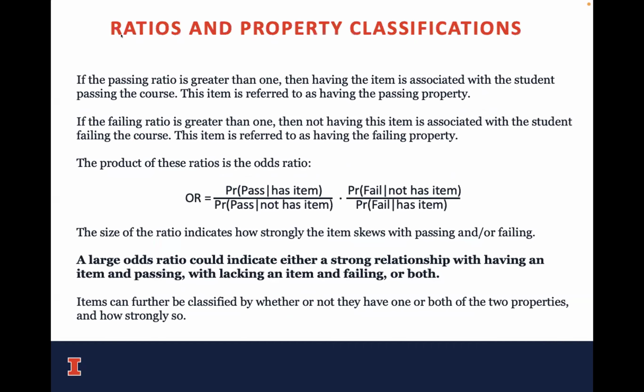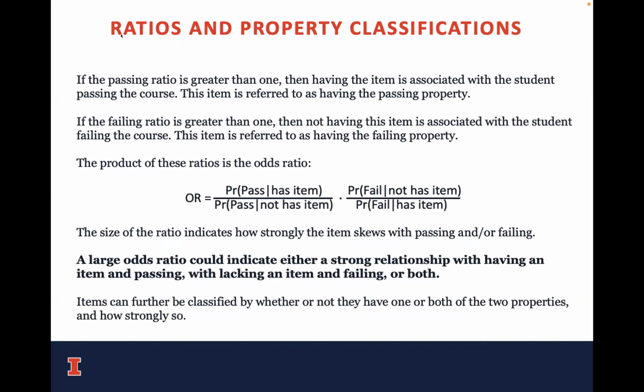Best, I keep thinking that I'll come up with something better, but I haven't yet. Okay. So we can then measure the odds ratios. A large odds ratio is really going to indicate a strong relationship with having an item and passing or lacking an item and failing, or both. So it either has a strong passing property, a strong failing property, or it has both. And the ones that have both are really the ones of interest.